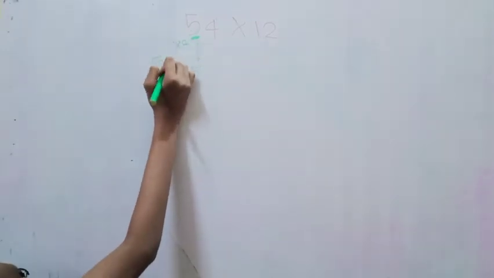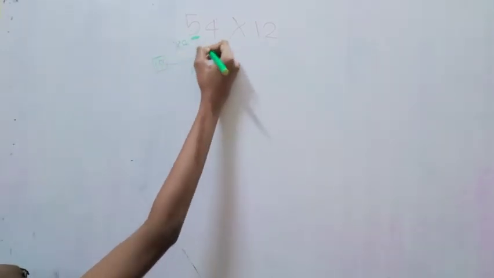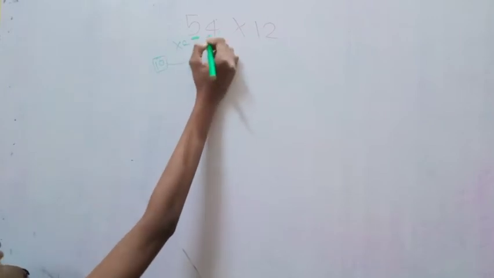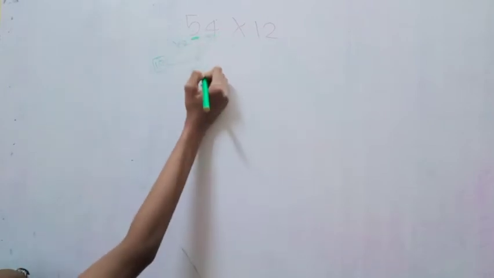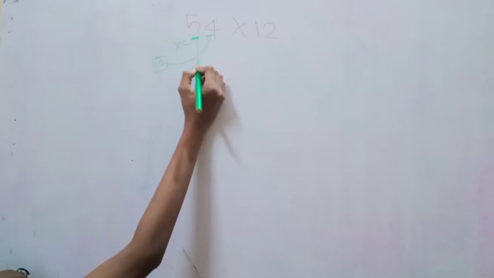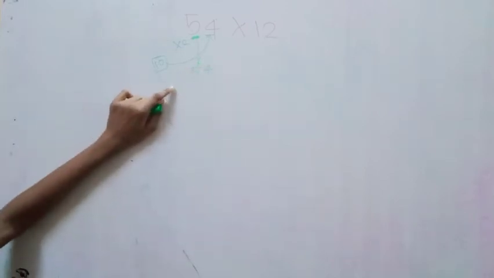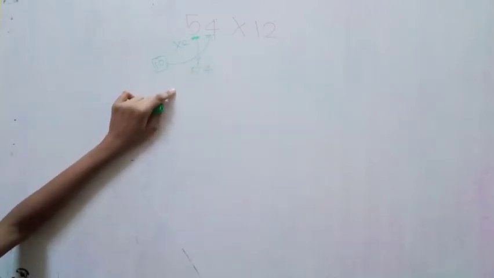Now the answer that you get, add up the next digit. The next digit is 4. 10 plus 4 is 14. 14 ka you will write 4. 1 will go carry. Why have I done this? Because we cannot write a 2 digit number here.